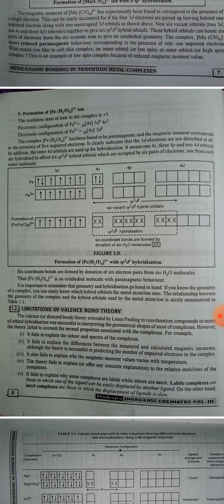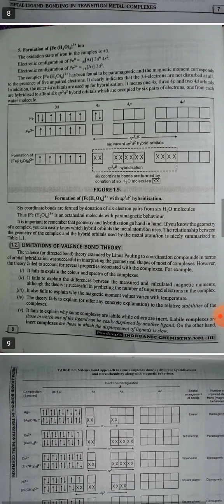In addition, the outer 4d orbitals are used up for hybridization. It means one 4s, three 4p, and two 4d orbitals are hybridized to afford six sp³d² hybrid orbitals, which are occupied by six pairs of electrons, one from each water molecule. Six coordinate bonds are formed by donation of six electron pairs from six H2O molecules. Thus, [Fe(H2O)6]³⁺ is an octahedral molecule with paramagnetic behavior.